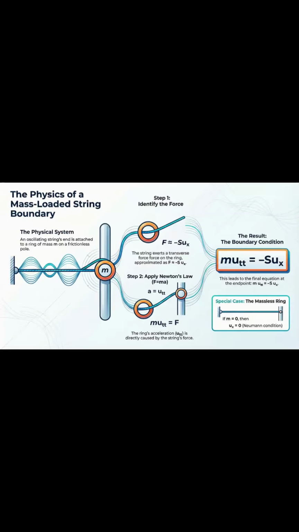This is the brief on string oscillation boundary conditions. So we're going to break down the physics of wave reflection. But, you know, not just any wave. We're looking at what happens when a string is tied to a little mass ring that can slide up and down instead of just being nailed to a wall. This is what we call a dynamic boundary, and it completely changes the game.